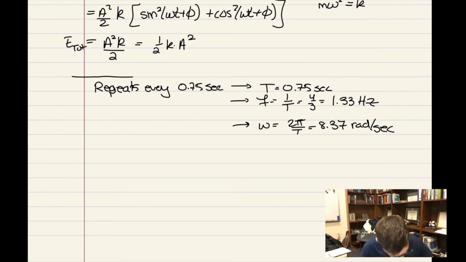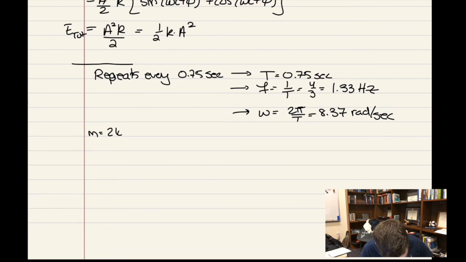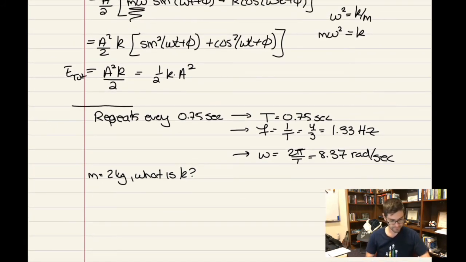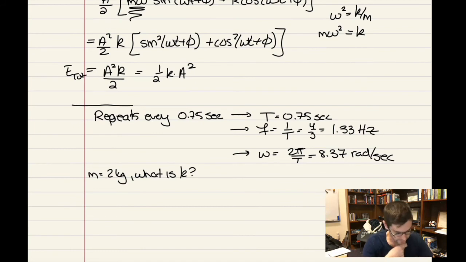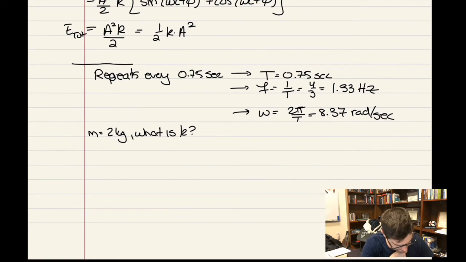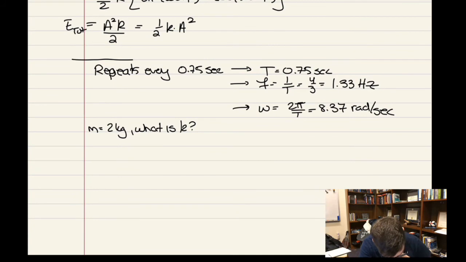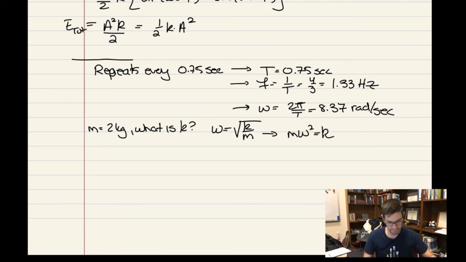If I then said the mass of the box was 2 kilograms, I could then ask myself, what is the spring constant in this case? And if we scroll up, we can see that we wrote down that the relationship was omega equal to root k divided by m. If we're interested in k, knowing omega and m, then this says that m omega squared equals k.